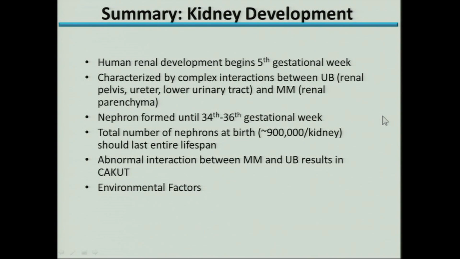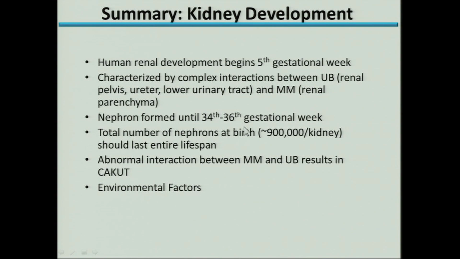So, summary of the kidney development part. Human renal development begins at the 5th gestational week. It's characterized by complex interactions between the ureteric bud, which is responsible, again, for the renal pelvis, the ureter, and the lower urinary tract development, including the bladder trigone, and the metanephric mesenchyme, which is responsible for development of the renal parenchyma, including the proximal and distal tubules and the loop of Henle.